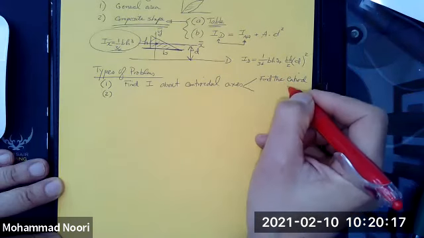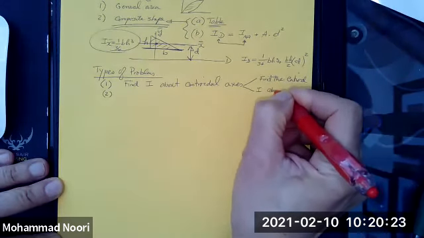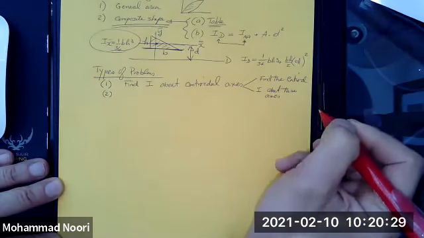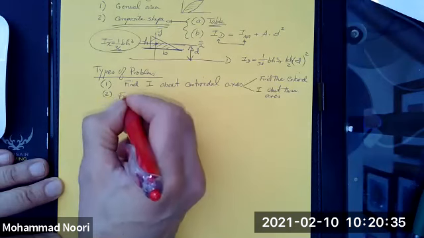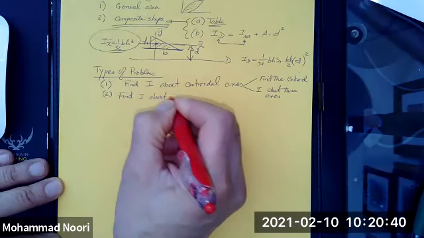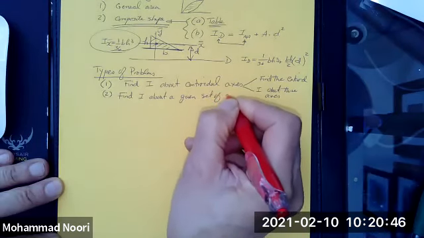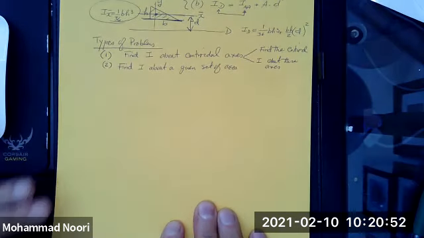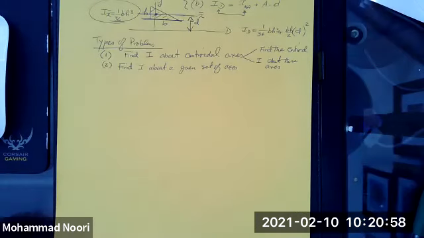And then once you find that, then you find the moment of inertia about those axes that go through the centroid. The second type of problem is easier. You're given a set of axes and you're asked to find I about a given set of axes. I will do one example of each type and you'll see how easy the whole thing is, regardless of the case. Okay, any questions though before I start?